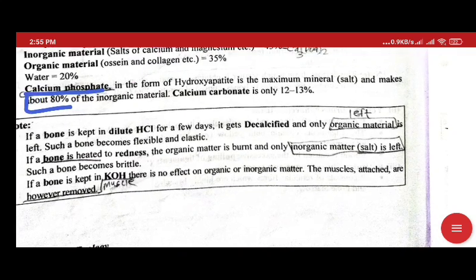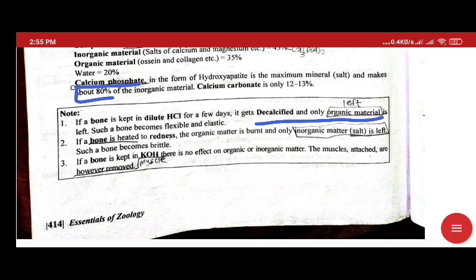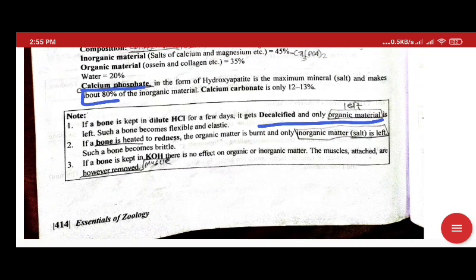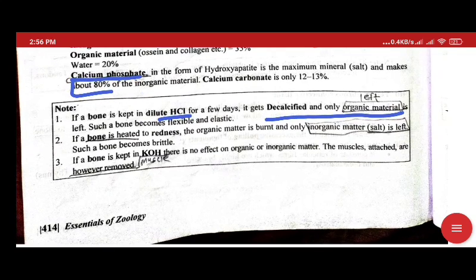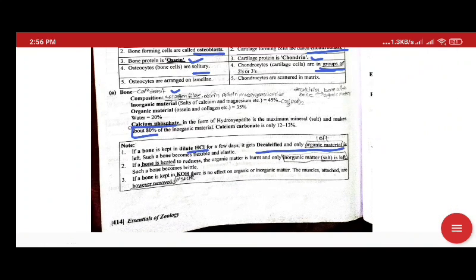Decalcified means only organic matter is left if dipped in HCl. And if bone is heated red hot, then inorganic salt is left, that is brittle. Brittle means it is glass type and can be broken. If bone is kept in KOH, then there is no effect on organic or inorganic material, it is not removed, only the muscles are removed.